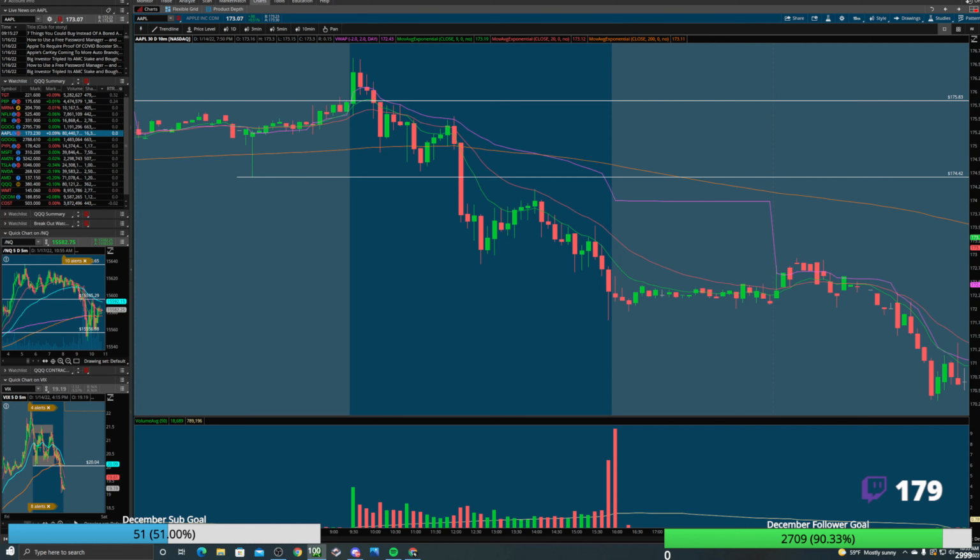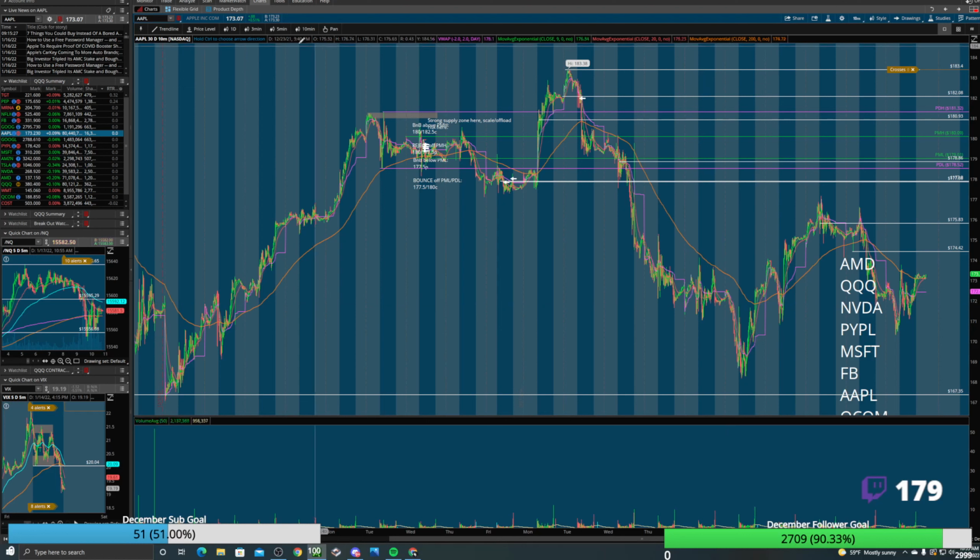How am I identifying if it's a range day and to avoid it? So we'll go here on QQQ.